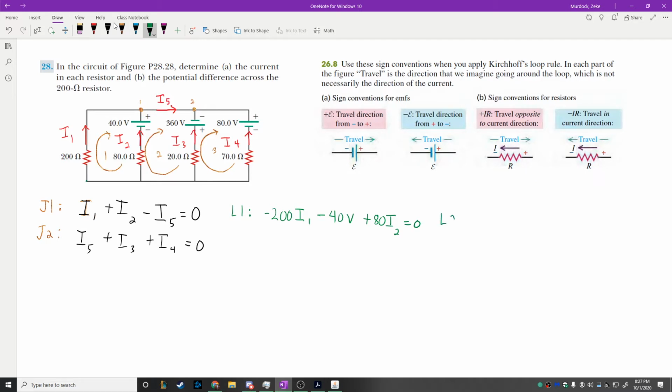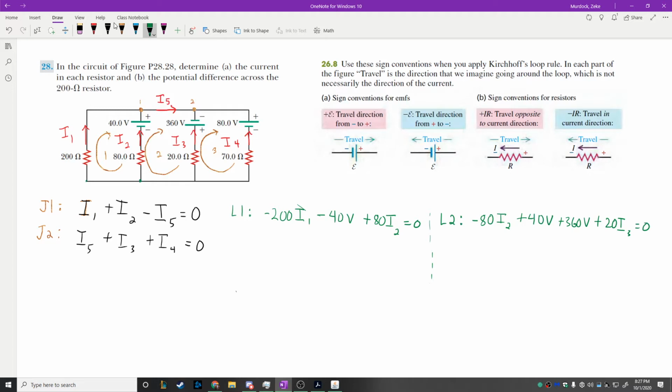Let's do loop 2 right here. So for loop 2, this one right here, let's start in this corner. So going up in this direction, we'll have negative 80 I2. It's 40, not 400. Yeah, there's a decimal there. I don't know if you guys saw that. Negative 80 I2. We're going in this direction. We're going to get a positive 40 then. And keep going this way. Positive 360. And then going this way again, we get a plus because we're going against the I3, 20 I3.